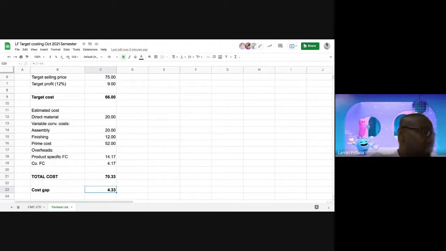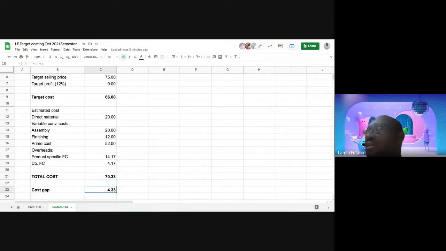The C part says, suggest specific areas of investigation. That's exactly what we have discussed. That's the value engineering. So you look at the areas that you can investigate so that you could reduce this 4.33 to 0. Okay, so this is where we're going to end for today.